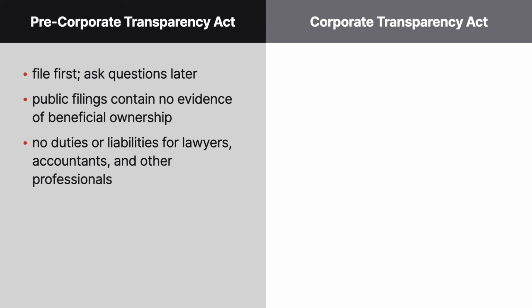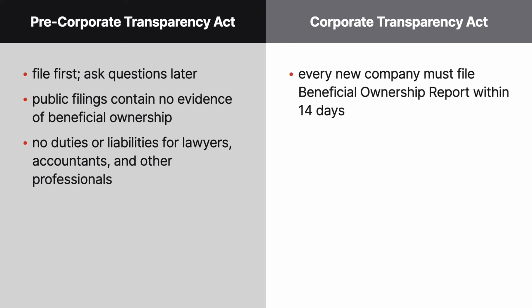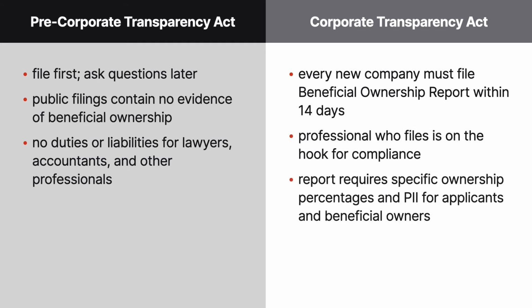Well, that is about to change. The Corporate Transparency Act, which was adopted by Congress in December of 2020, once it takes effect, is going to require almost every LLC, corporation, and limited partnership to file a beneficial ownership report with the Financial Crimes Enforcement Network of the U.S. Treasury that will disclose the beneficial owners of that company. And that is what the Corporate Transparency Act is about. That is going to be the focus of our presentation today.